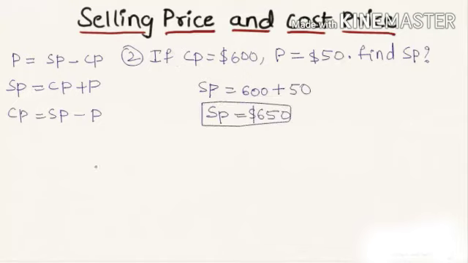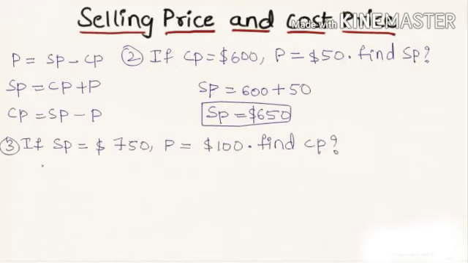Let us solve one more example over here. If SP is equal to $750 and profit is equal to $100, find CP. So, here by substituting the values in the formula, that is, CP is equal to SP minus P, which is equal to 750 minus 100. By subtracting, we get CP as $650.